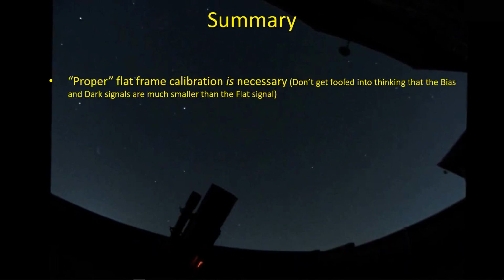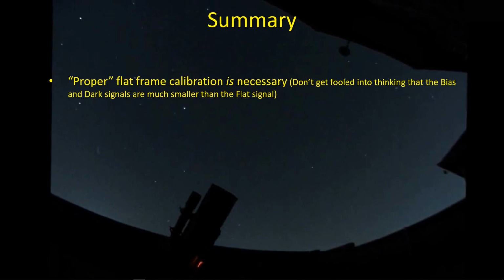All right, let's just summarize where we are. Well, first of all, proper flat frame calibration is, in fact, necessary. Don't get fooled like I was fooling myself into thinking that, well, the bias signal and the dark signals are so much smaller than the flat signal. What's the point of subtracting a tiny number from a big number? It's not going to show up. And indeed, it doesn't show up.